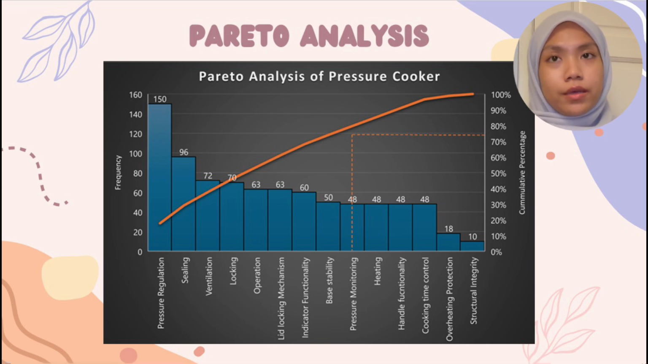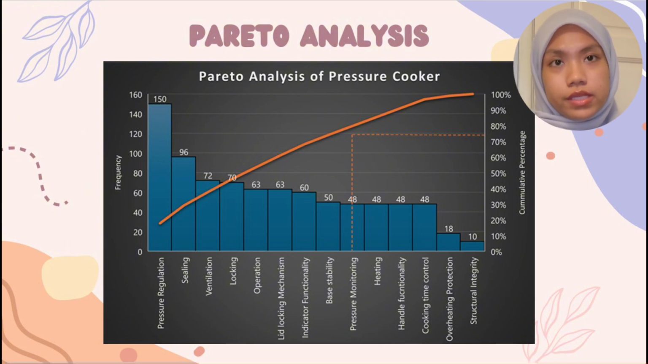Today I am going to explain about the Pareto chart that we obtained from the FMEA table. The orange line indicates the cumulative percentage of the issues, which shows that 20% of the issues are causing 80% of the problems, and where the effort should be focused to achieve the greatest improvement.